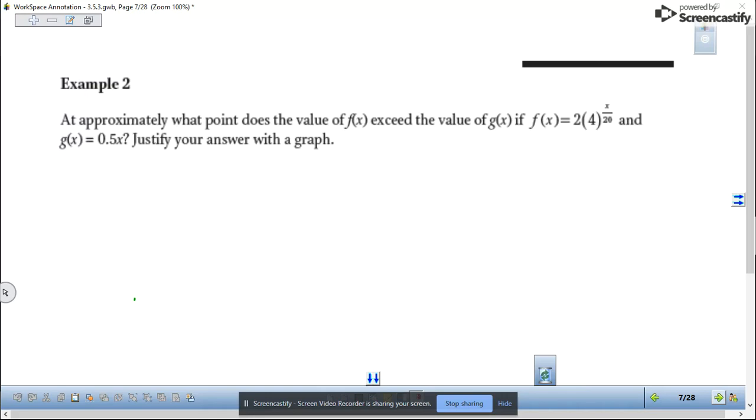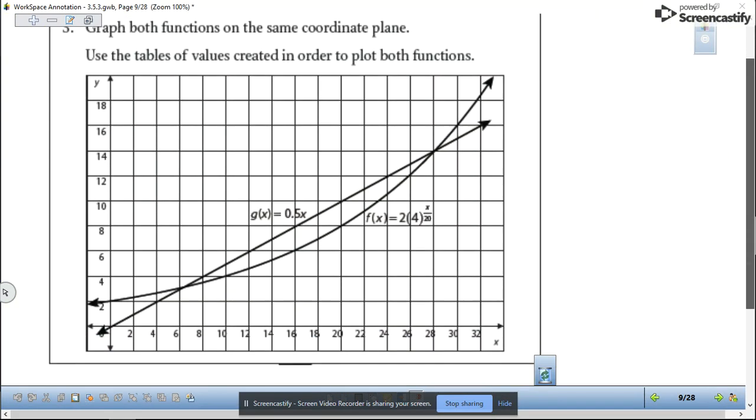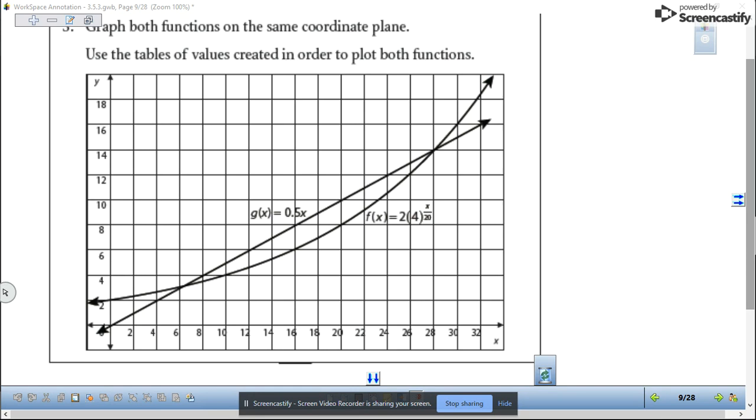So, again, do your table of values. Let's see if we have a graph here. All right, so here's g of x, and here is f of x. So f of x being the curve, so when does f of x exceed g of x?